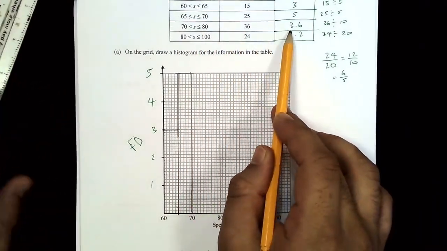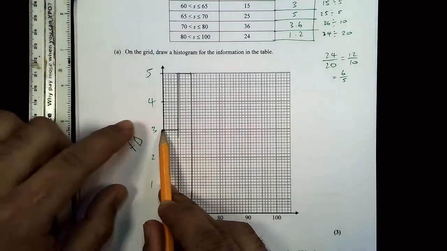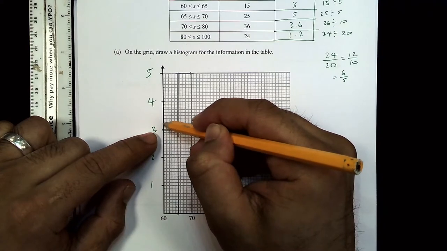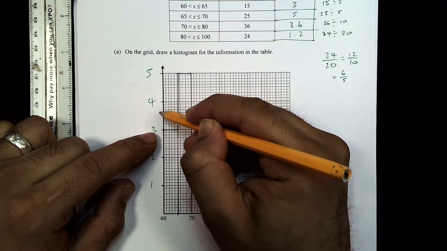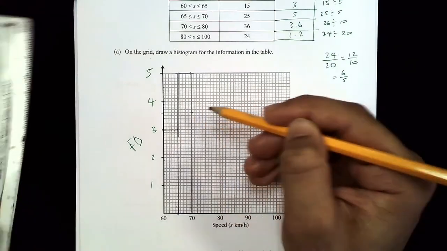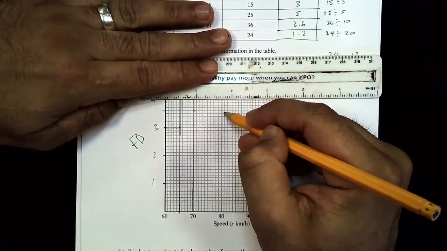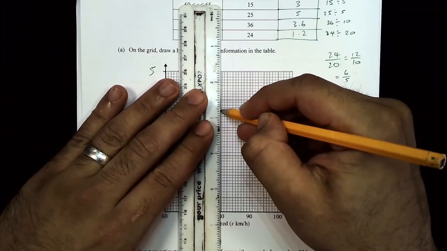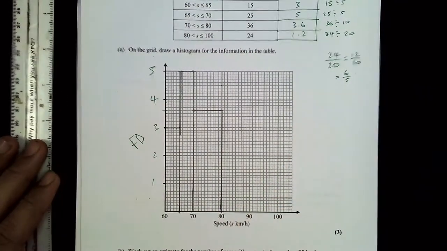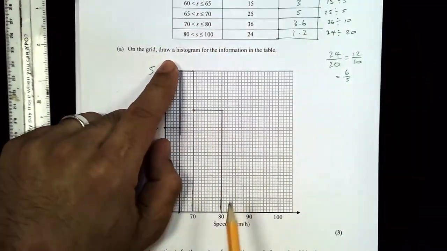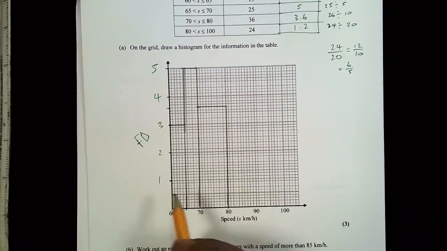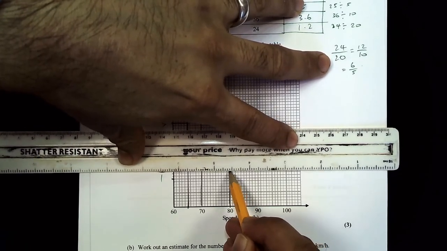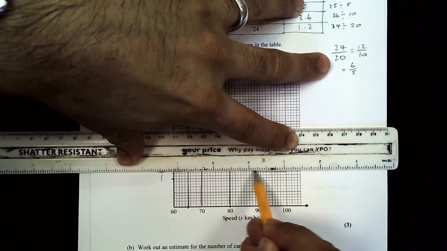Next one, 70 to 80, 3.6. Now, remember what I said, each box is 0.1, so 3.1, 3.2, 3.3, 3.4, 3.5, 3.6, just here. That needs to go across to the 80 line. There is 3.6 and there is 80. Next, from 80 to 100, 1.2. So 1.1, 1.2, 80 to 100, 1.2, there it is.